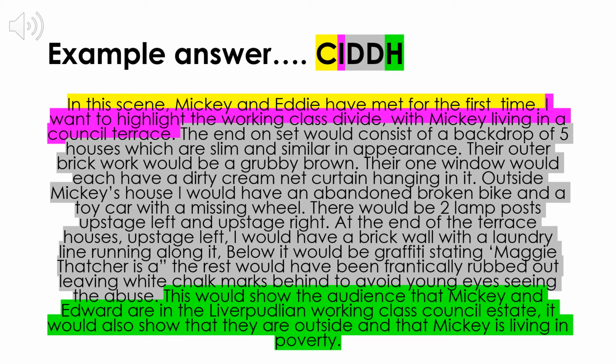There would be 2 lampposts, upstage left and upstage right. At the end of the terrace houses, upstage left, I would have a brick wall with a laundry line running across it. Below it would be a graffiti stating Maggie Thatcher is A. The rest would have been frantically rubbed out, leaving white chalk marks behind to avoid young eyes seeing the abuse. This would show the audience that Mickey and Edward are in the Liverpudlian working class council estate. It would also show that they are outside and that Mickey is living in poverty.